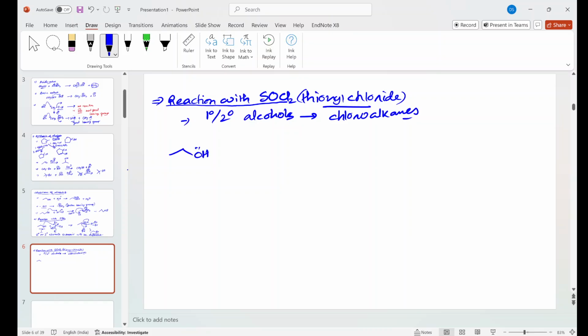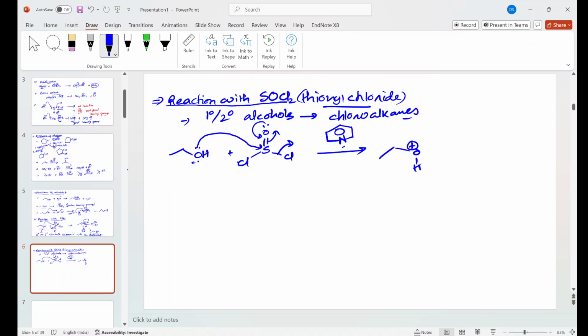You will have your alcohol like this, and the structure for SOCl2 is something like this. You have two chlorines singly bonded to sulfur and one double bonded oxygen. This lone pair of oxygen will go to sulfur. It will attack here. You have some lone pair here. It will go back and actually remove one chloride. And in this reaction, pyridine is used as a base. Why? So this part will come in the second step.